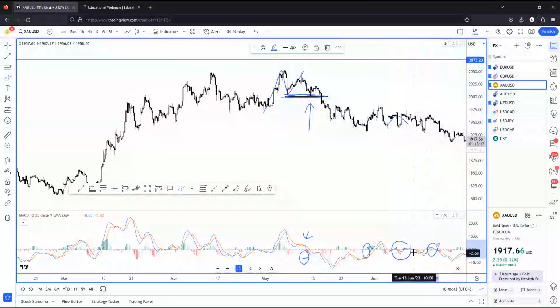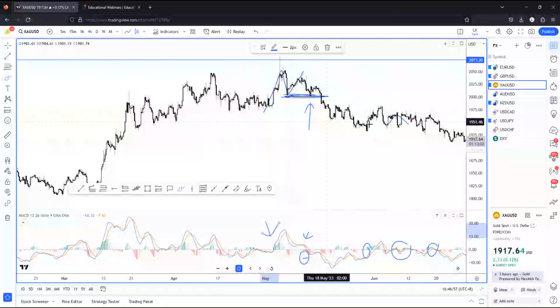So again, for MACD and any indicators as well, we need to ensure that this is in line with our market structure. If you're looking at a bullish market structure, then it makes sense to focus on MACD crossing above 0 or MACD crossing above the signal line. If we're in a bearish market structure, we want to focus on MACD crossing below the signal line and below 0. Okay, I hope that answers your question.